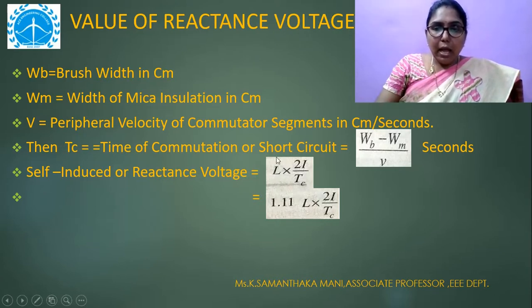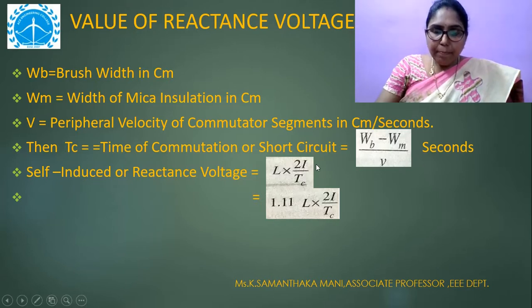This can be L into, here I would like to tell one point. If I assume current I has to change during the reversal of the coil, it has to change from plus I to 0, then minus I. So what is the change in current? Change in current is I minus of minus I. So it will give you 2I. The change in current is 2I.